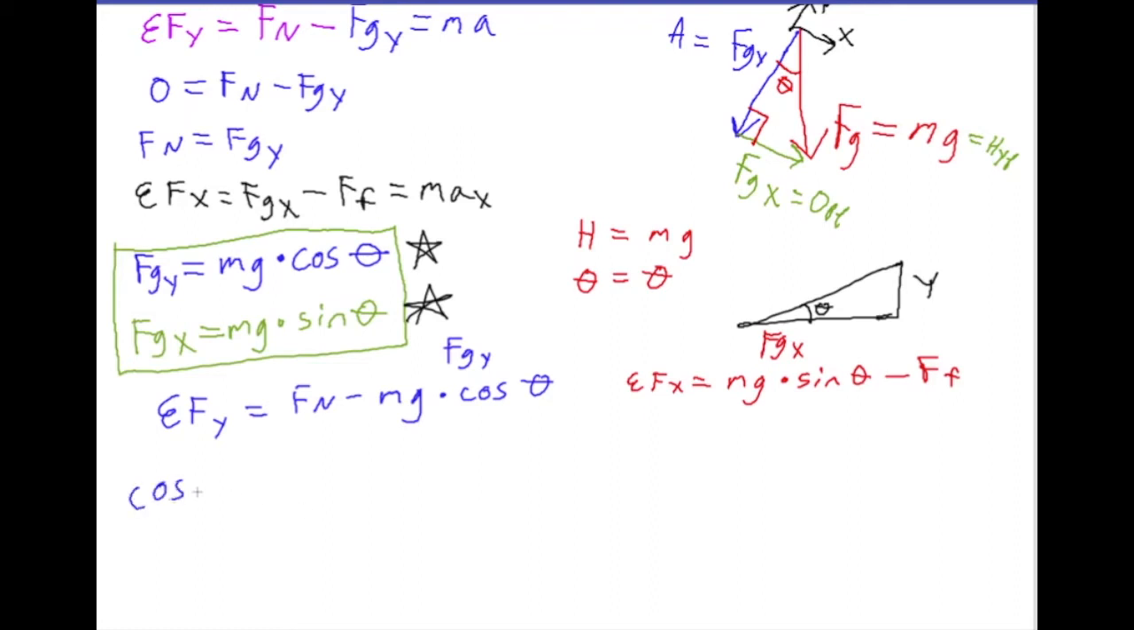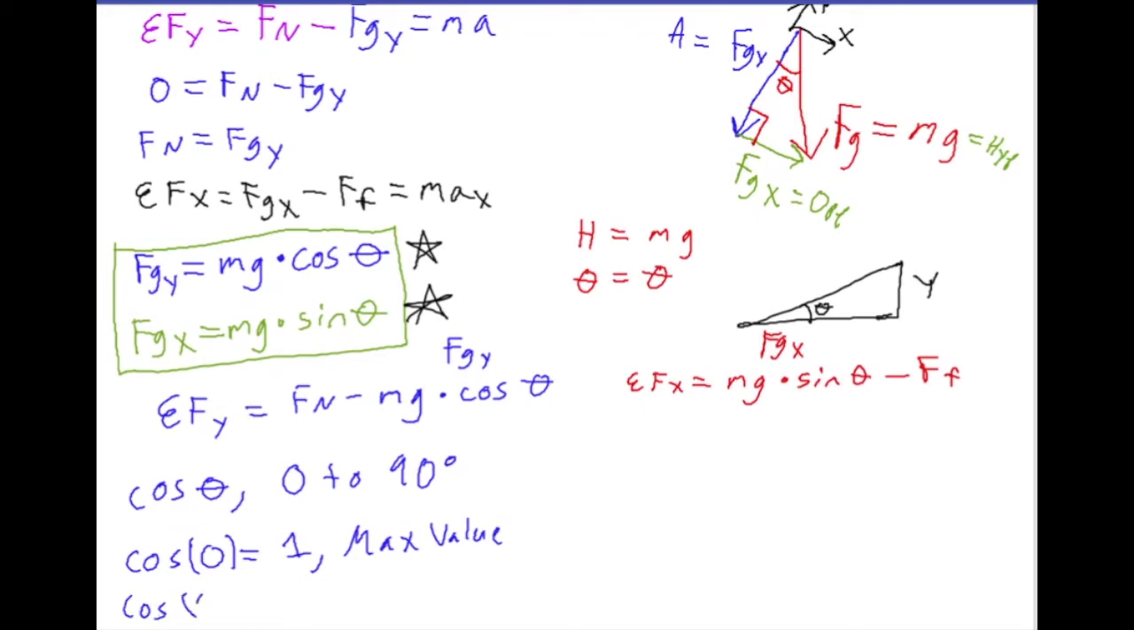Well, the first thing to note is that cosine of theta is going to have some set value from 0 to 90 degrees. And we're going to note that cosine of 0 is actually going to equal 1. So that's where the maximum value occurs. And cosine of 90 is going to equal 0. That's where the minimum value occurs.